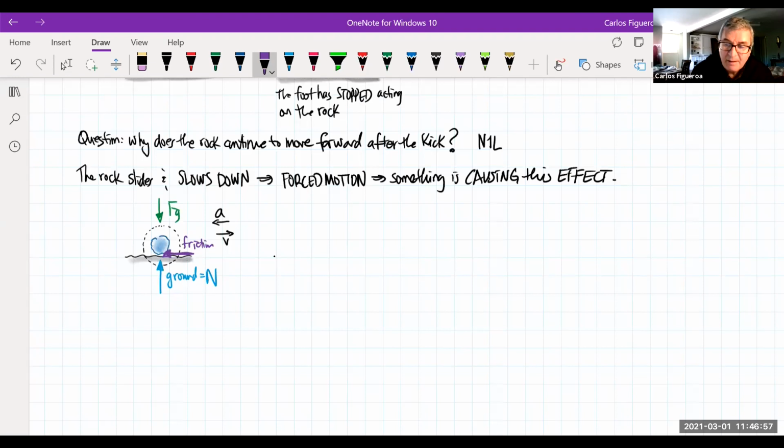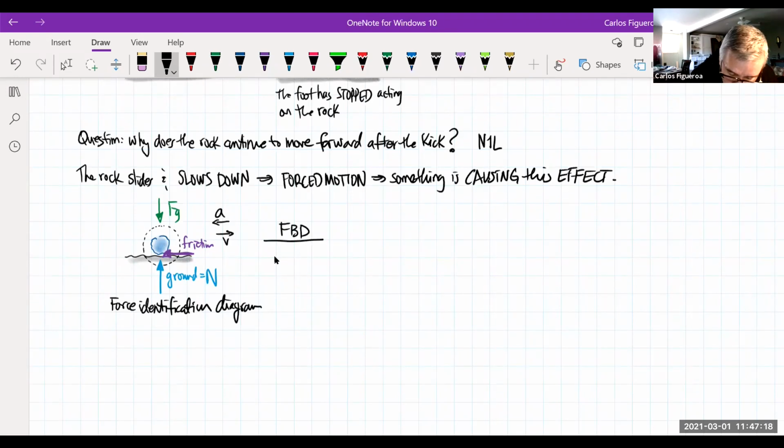So when I'm thinking about a force identification diagram, I'm thinking about something like this here. But that is not a free body diagram. A free body diagram does what? Not only does it isolate the rock, then we convert the rock into its center of mass point.